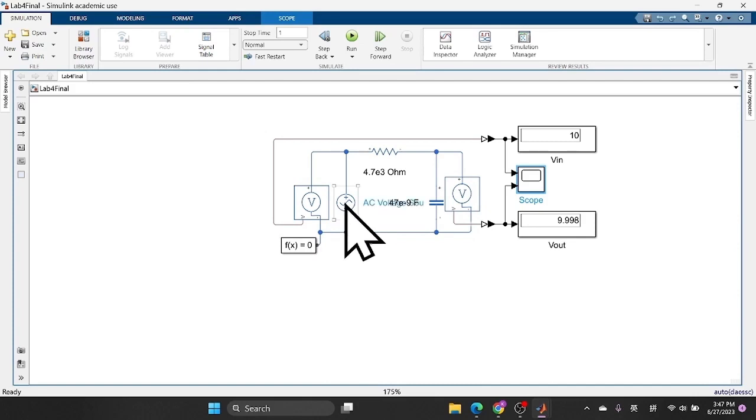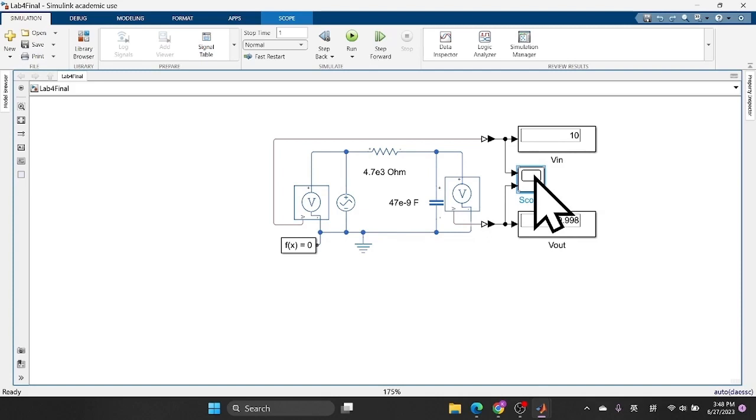This is the AC voltage source. This is a voltage sensor, and this is a resistor and this is a capacitor given by the question. This is an electrical reference. And this is another voltage sensor to sense the output voltage. This is for input voltage and this is for output voltage. This is to display the input voltage value and this is to display the output voltage value.